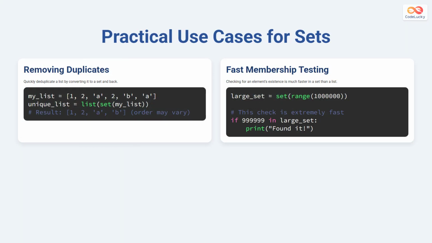So, when should you reach for a set? The two most common scenarios are removing duplicates from a list and performing membership testing. Checking if an element exists in a set is significantly faster than checking for it in a list, especially when dealing with a large number of items. This makes sets incredibly efficient for lookups.